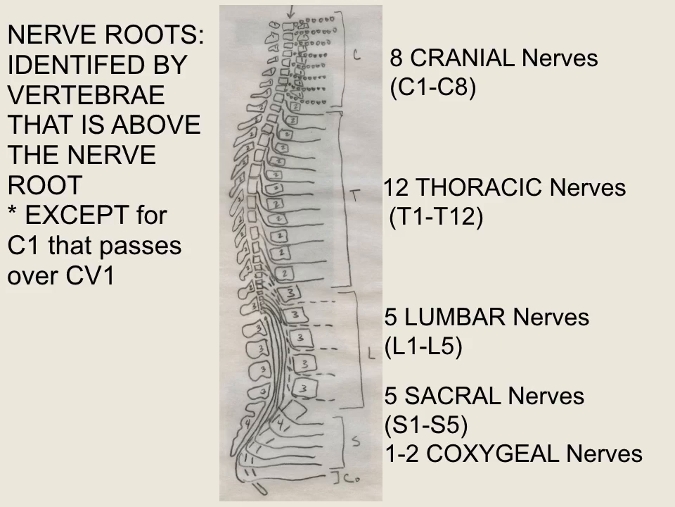If it's coming from the thoracic, we indicate them as being thoracic nerves. In this case here, there are 12 thoracic nerves. If it's coming from the lumbar region, we indicate them as lumbar nerves. In this case here, there are 5 lumbar. If they're coming from the sacrum, we refer to them as sacral nerves, and once again, there are 5 sacral.